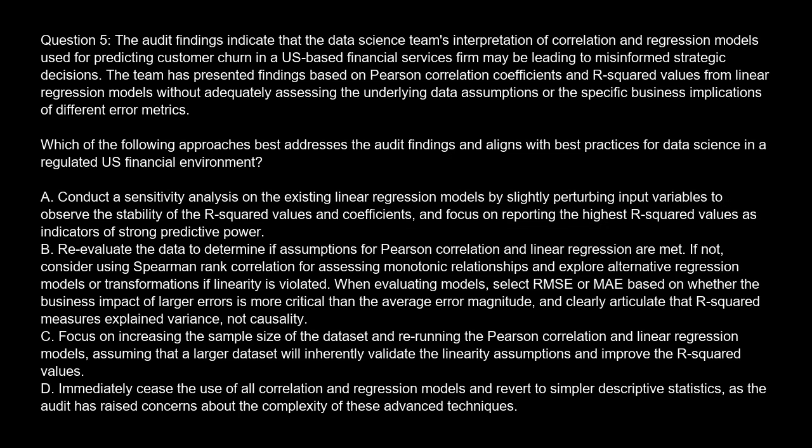Question 5. The audit findings indicate that the data science team's interpretation of correlation and regression models used for predicting customer churn in a US-based financial services firm may be leading to misinformed strategic decisions. The team has presented findings based on Pearson correlation coefficients and R-squared values from linear regression models without adequately assessing the underlying data assumptions or the specific business implications of different error metrics. Which of the following approaches best addresses the audit findings and aligns with best practices for data science in a regulated U.S. financial environment?